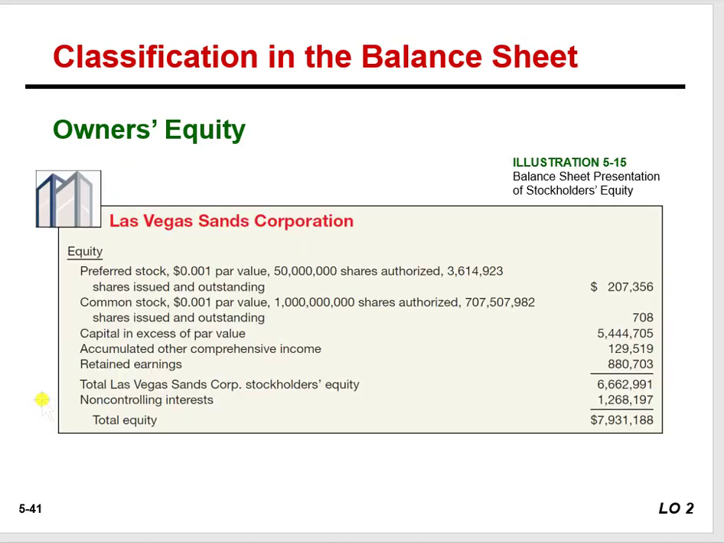Here is an example of owner's equity for Las Vegas Sands Corporation. Under the equity section, they have their stock listed: preferred, common, capital in excess of par. They have their accumulated other comprehensive income, retained earnings, and that's their total Las Vegas Sands Corp stockholders' equity. Then they add in any non-controlling interest to give them their total equity amount of $7.9 million.